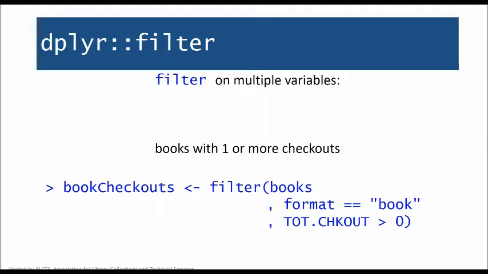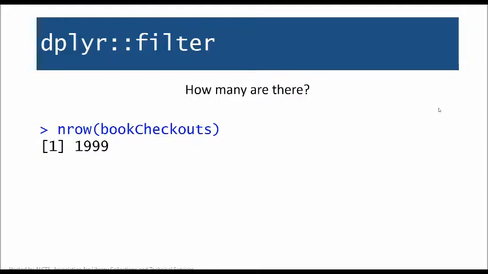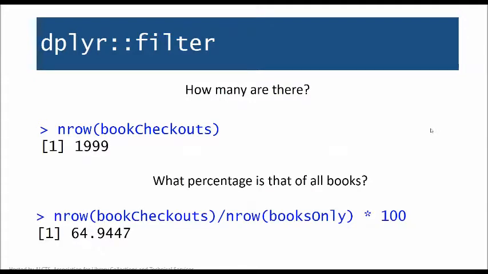You can also use filter on multiple variables, so I can say book checkouts, where I'm filtering books to get all books and only those values where the total checkout is greater than 0. So you can see how this can be an immensely powerful way of creating custom subsets of your data. And then you can run some analysis. So you can say, how many rows are in my data frame of books with at least one checkout? And what if I divide that by the number of rows in my data frame of just books and multiply it by 100? Well, I'm getting a percentage of the books that have checkouts, which is 64%, which is not bad.